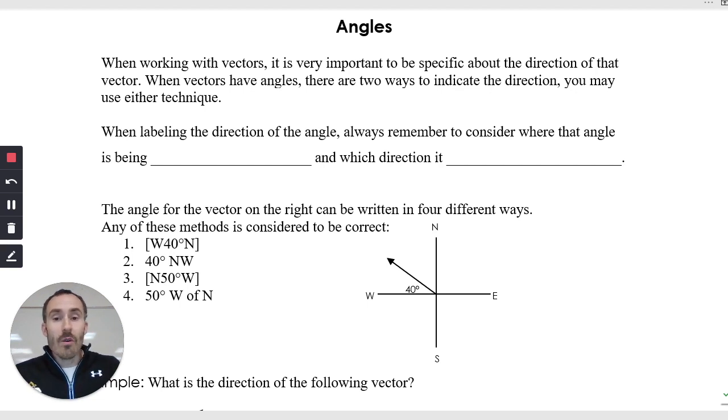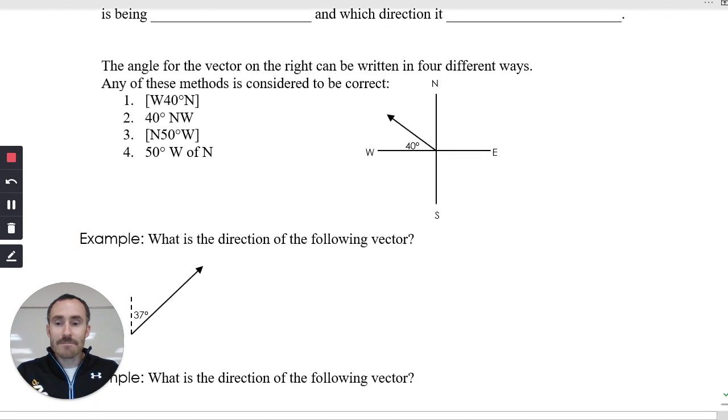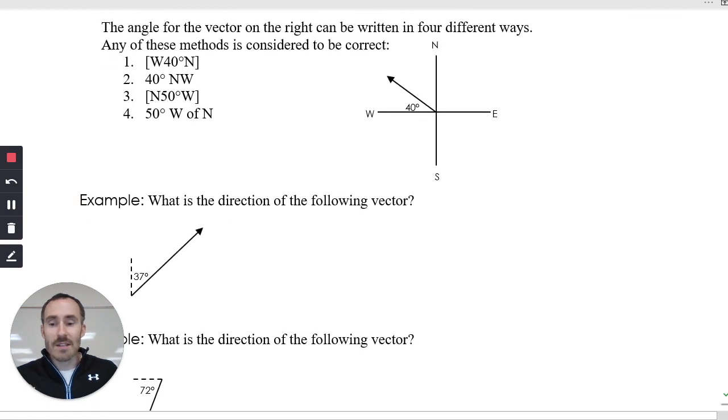So we all need to know, how do we describe angles, or how do we write down an angle correctly so that everyone knows what direction we're actually talking about. So the way that I really like to do this, ignore those blanks up there, we're just going to go to the examples.